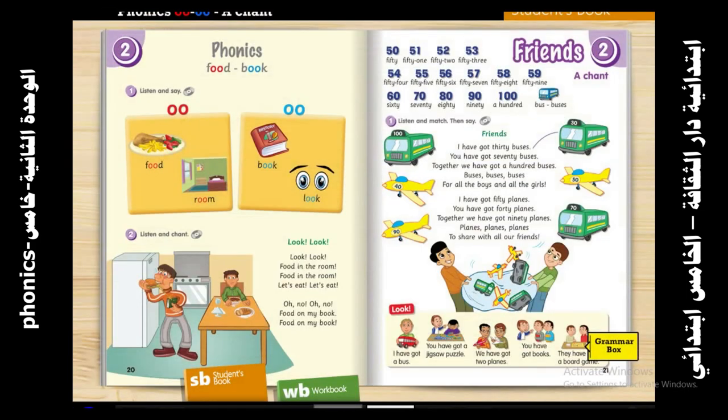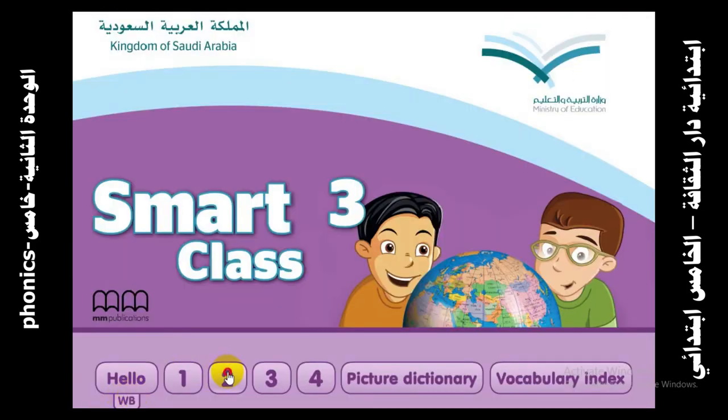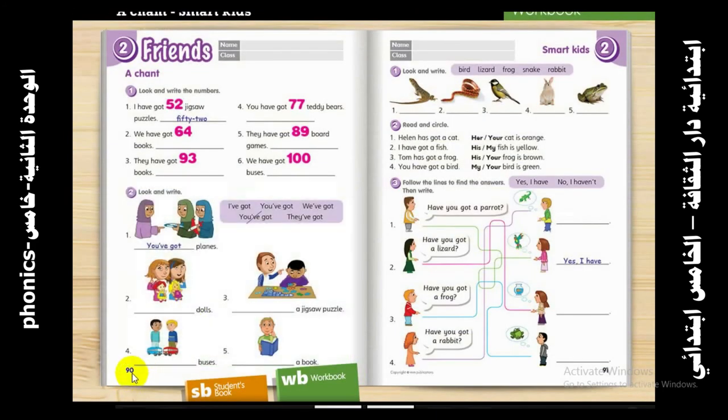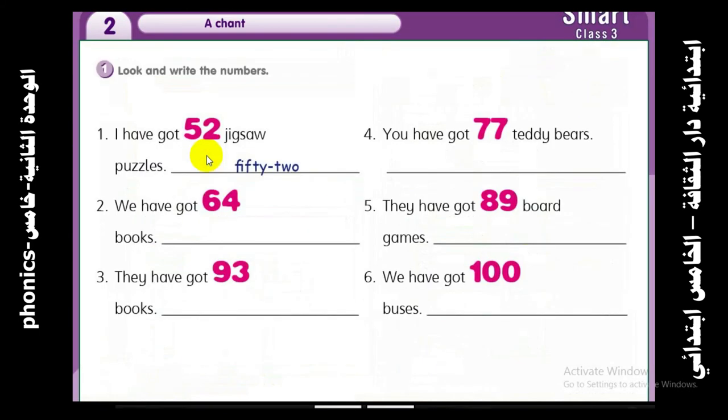Now let's move to the activities on page 90. The first activity is about numbers. What do we have to do? We have to change the number into letters. Write the number in letters.